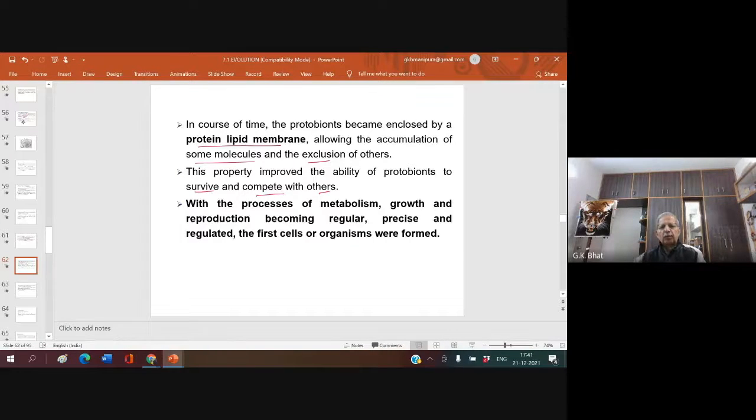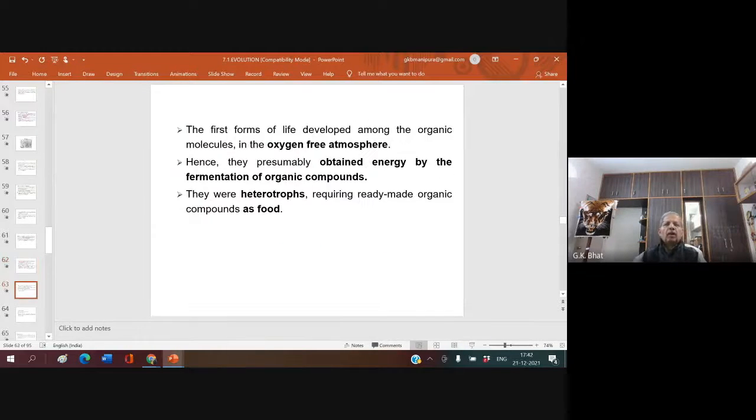With the process of metabolism, growth, and reproduction becoming regular, precise and regulated, the first cells or organisms were formed. So in this way, life might have originated. The first forms of life developed among the organic molecules in an oxygen-free atmosphere. This is a very, very important point. Whatever you have seen so far, whatever you have developed, all this got formed in the oxygen-free atmosphere. So we say that it is a reducing atmosphere.